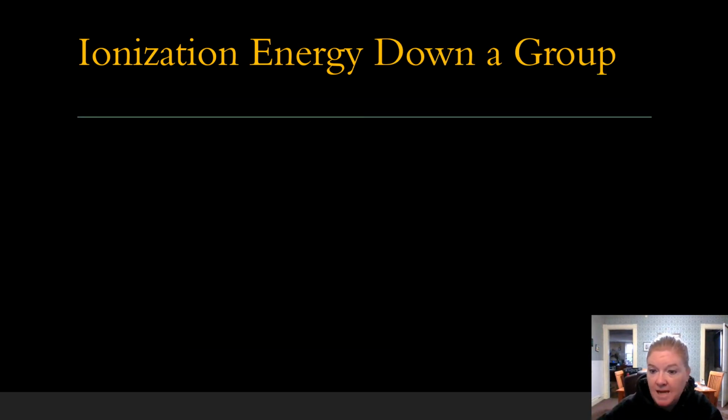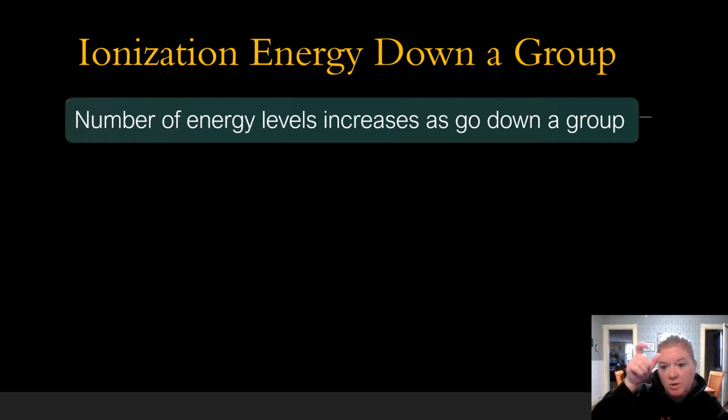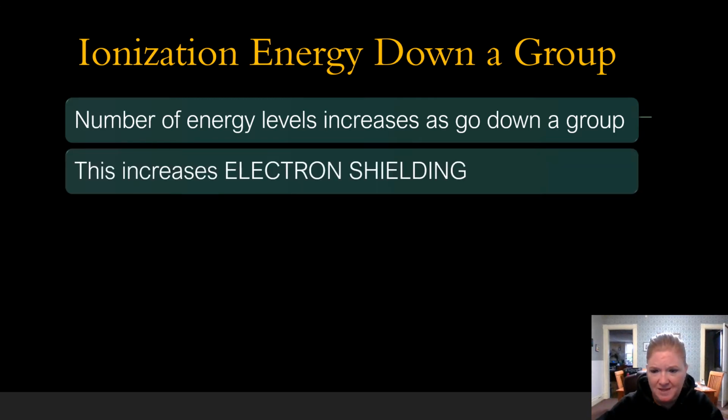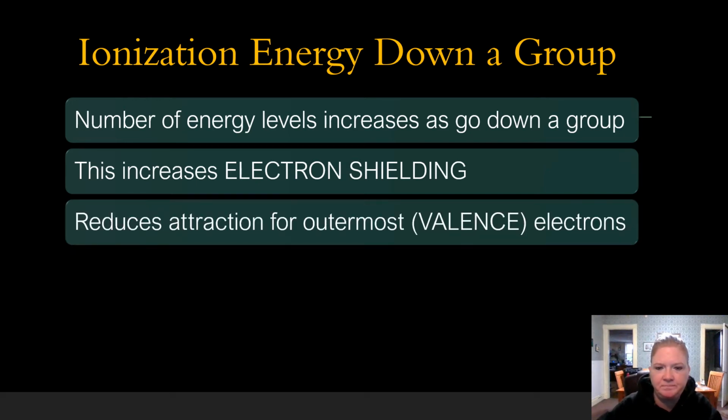All right, what about down a group? Well, as we go down a group, the groups are vertical columns. The number of energy levels increases as you go down a group. So this increases electron shielding. We're adding energy levels, the relative size of the atom is increasing, and we have all these other electrons in the way shielding that pull from that positive nucleus.